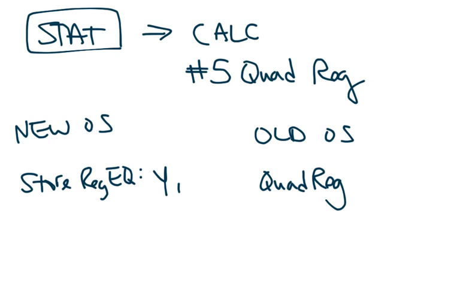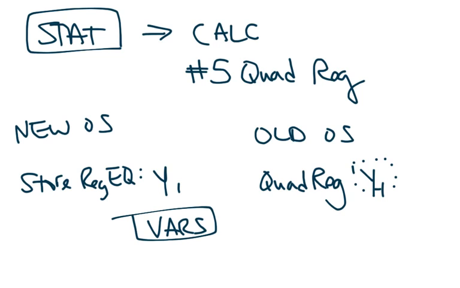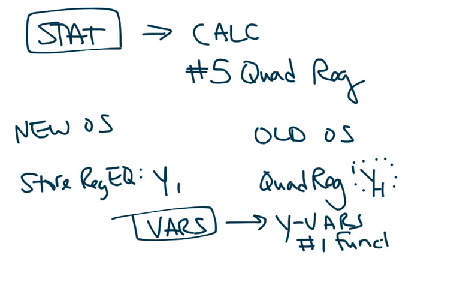You want to put next to here Y1. Again, where was Y1 located? It was under vars. Arrow 1 to the right to Y vars. Number 1 function. And then number 1 Y1. So it will put that equation into Y1 for you.